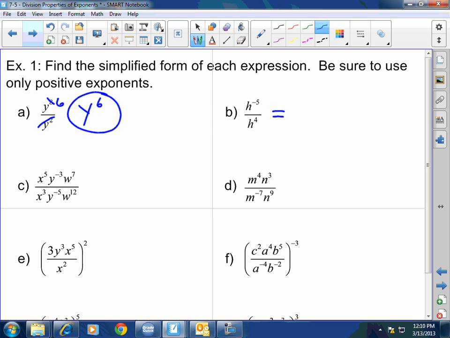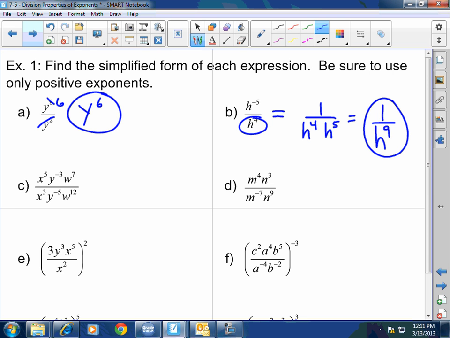Absolutely. You make that h to the negative 5th a positive, and you do that by bringing it down to the denominator. So I'm going to have 1 over h to the 4th, because I don't mess with that guy because he's positive, so I leave him alone, times h to the 5th. So this should be 1 over h to the 9th. Because when you multiply the same base, you keep the base and add the exponents. Yes, sir.